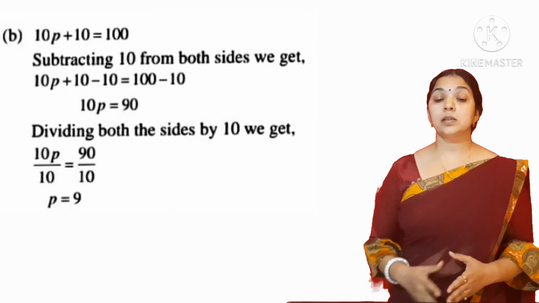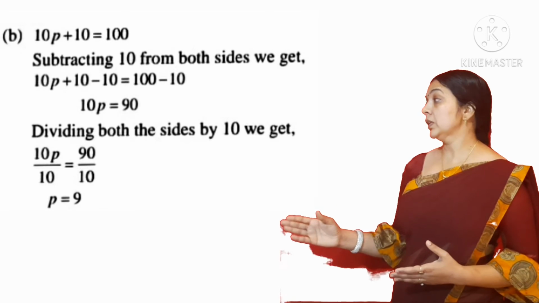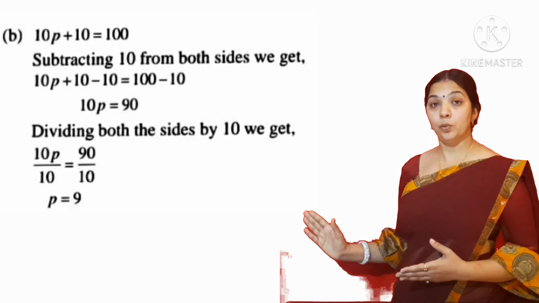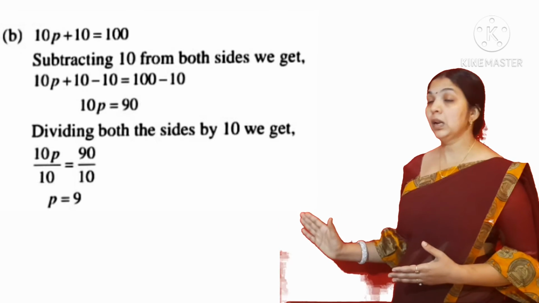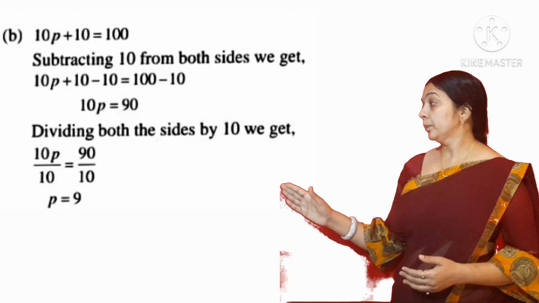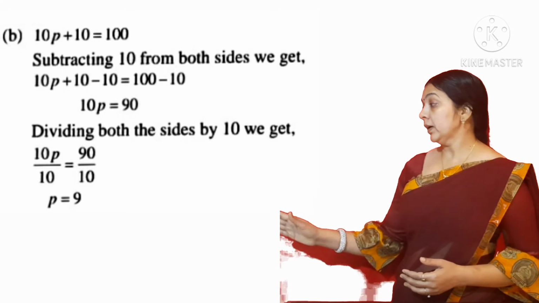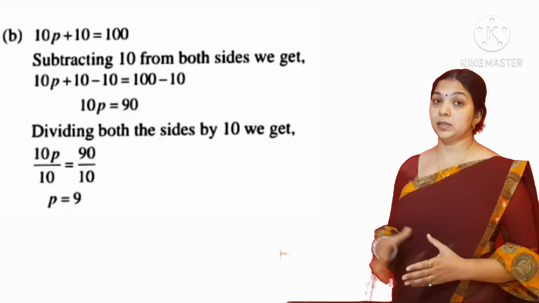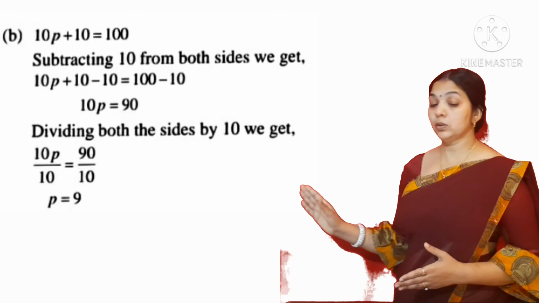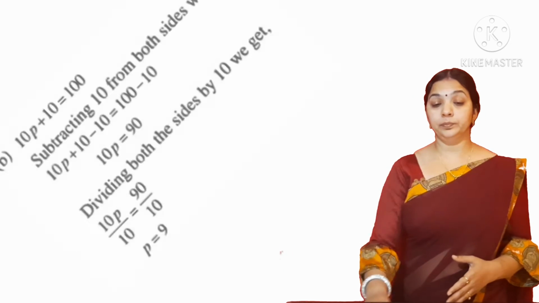The next one is 10p plus 10 is equal to 100. Now first we will subtract 10 from both sides, from LHS as well as RHS. So it would result in 10p is equal to 90. Now we will divide by 10 on both hand sides. So it will result in p is equal to 9. So that is the solution for this question.